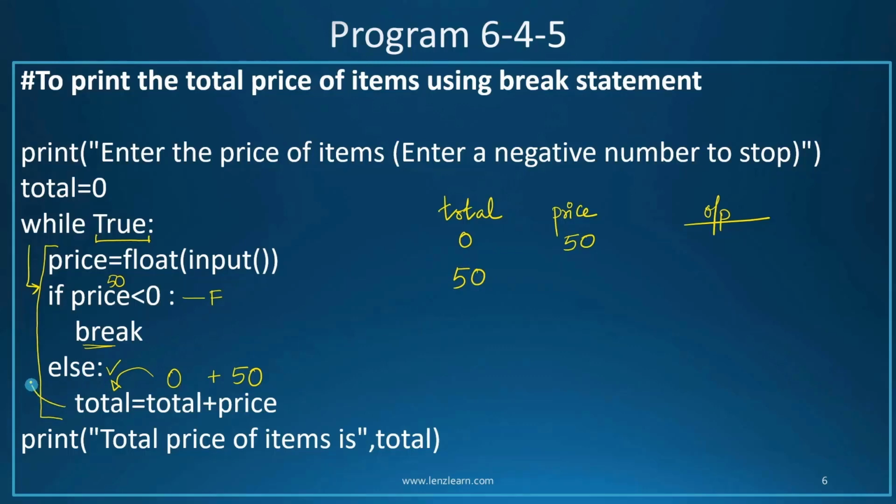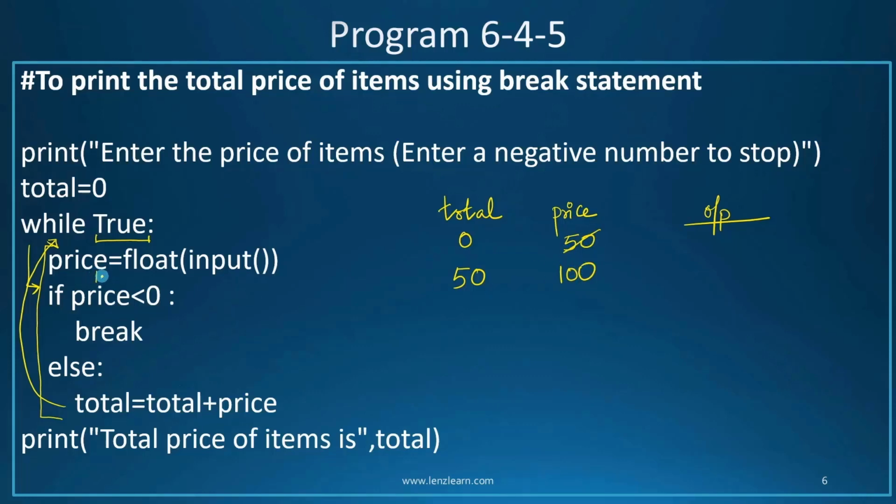Now the control will go back to the beginning of the while. The condition is true, so I don't have to check that. The while will immediately start. Now it will ask for the next value to be entered by the user. This time I will enter 100 as the price. So the new price value that the user has entered is 100.